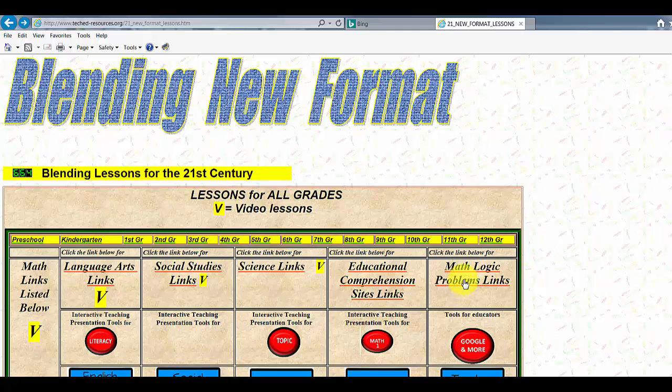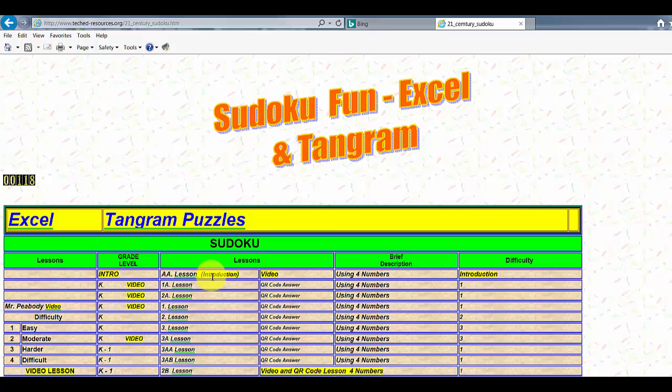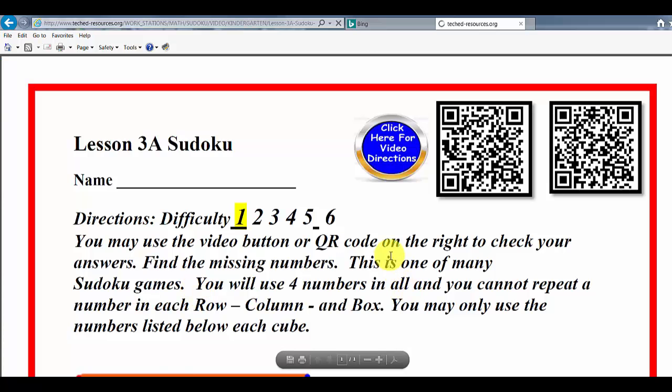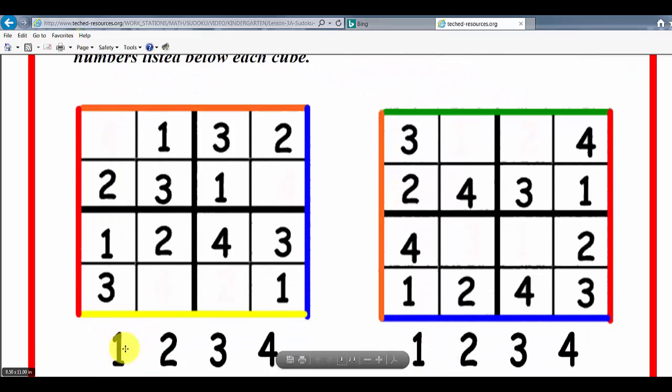Math, logic, and problem links. Click on here. Sudoku. This is a great site. It teaches kids how to think. You'll notice that we have kindergarten. What's nice about this with Sudoku is I'm going to click on this one, and it shows a kid a video. Now they have to work with four numbers, 1, 2, 3, 4. You can use each number only one time in a row, in a column, and in a cube. And the video tells you this.